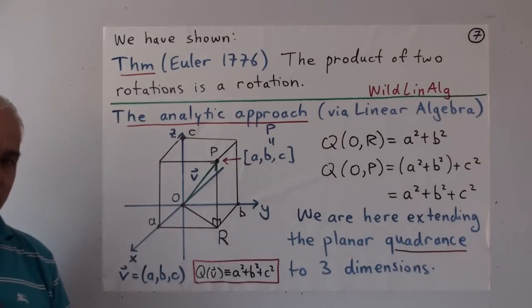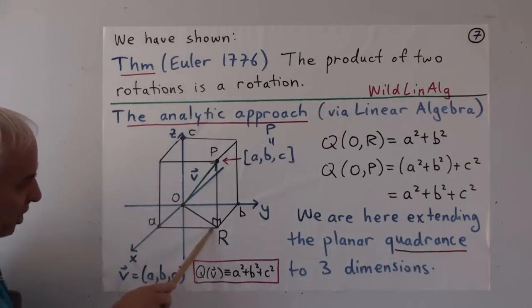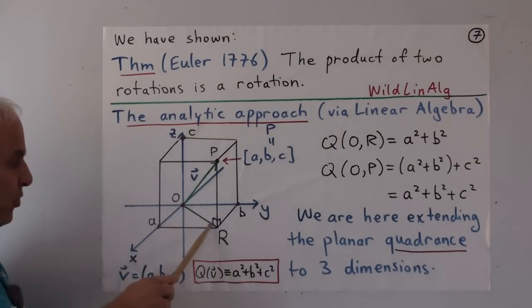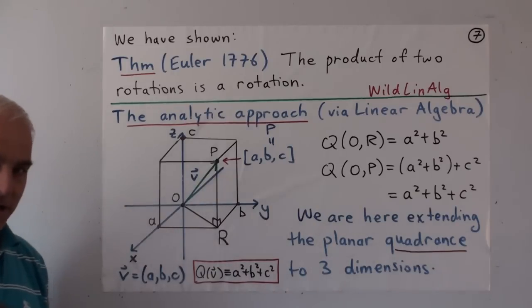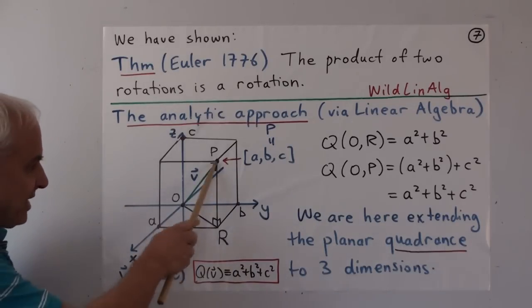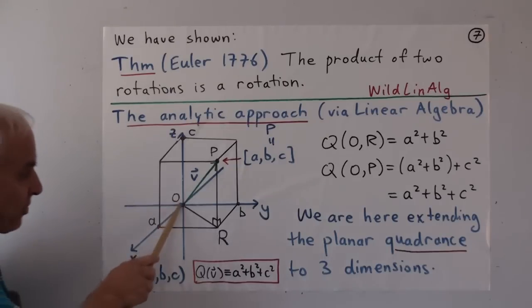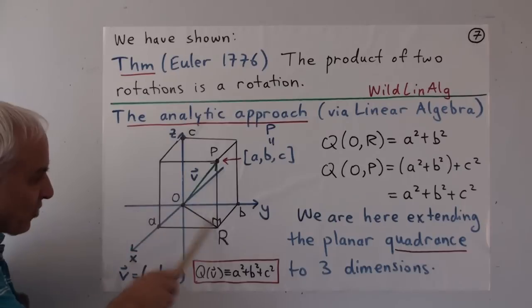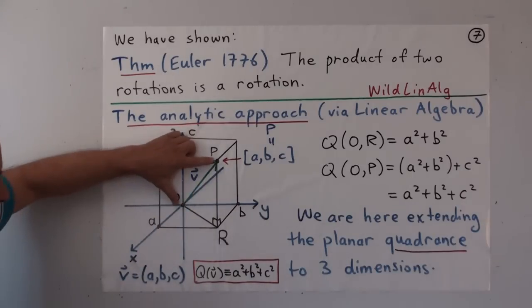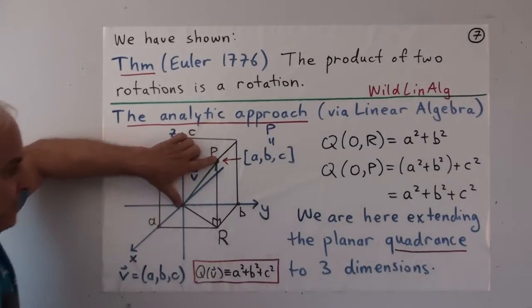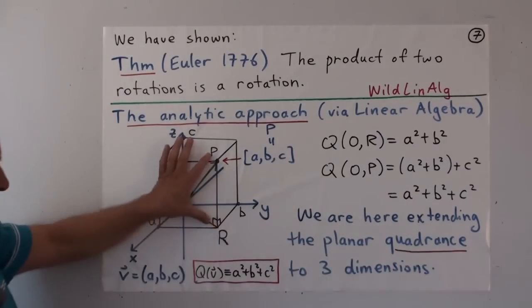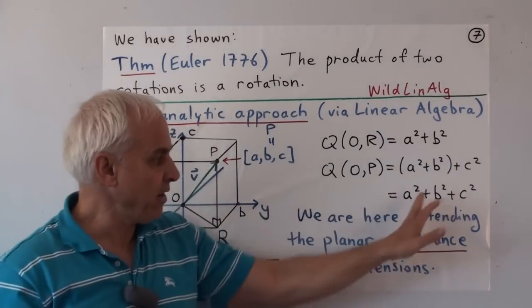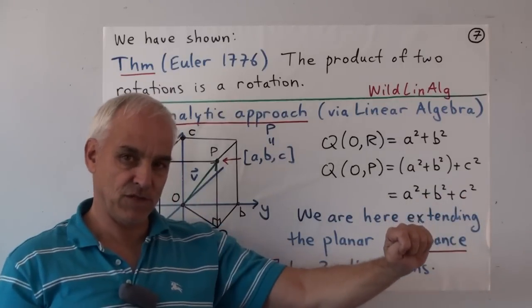How do we extend that to three dimensions? Well, once we have the quadrance here, there's another sort of right triangle going up C. So we have a quadrance of A squared plus B squared here, a quadrance of C squared here, because the coordinate is C, so the quadrance is C squared. And so Pythagoras' theorem applied to this triangle here tells us that the quadrance between O and P should be the quadrance between O and R, which is A squared plus B squared, plus the quadrance between R and P, which is C squared, for a combination A squared plus B squared plus C squared.